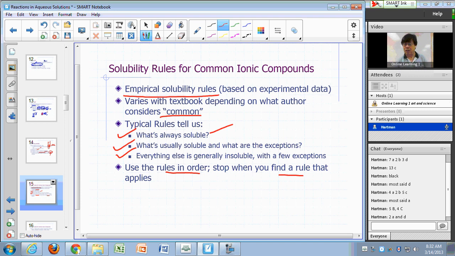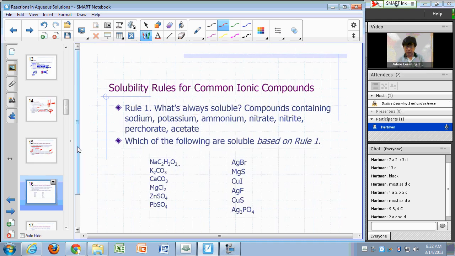You don't go on to the other rules, okay? So if the first rule doesn't apply, then you go on to the second rule. If the second rule still doesn't apply, then you go on to the third rule. Let's illustrate that and actually mention the rules.